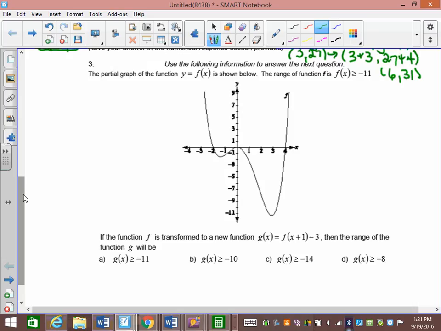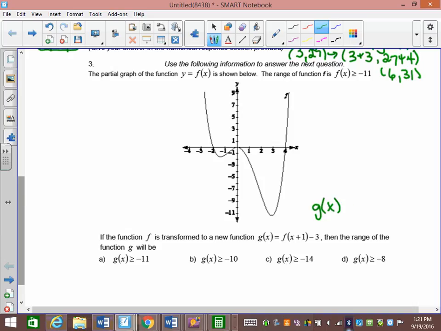The partial graph of y equals f of x is shown. The range of the function f of x is greater than or equal to negative 11. If the graph of the function is transformed to g of x, then the range of the function will be. So I don't actually care about horizontal translation on my range, because it's just going to move the graph this way or this way, and the domain on this is all real numbers. What I do care about is how it moves up or down.